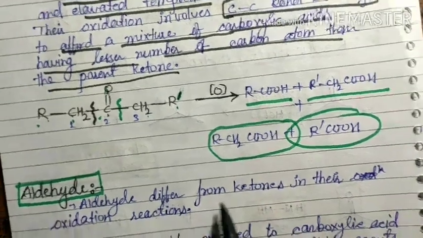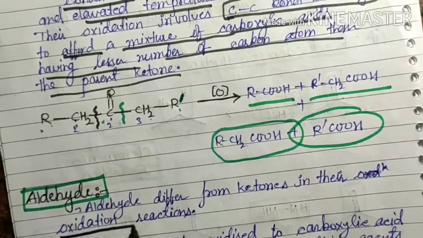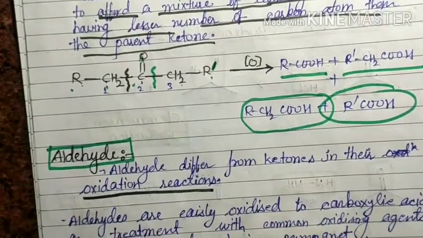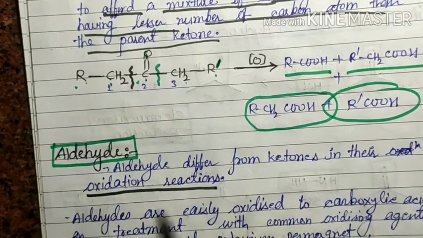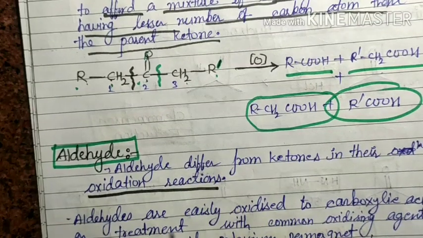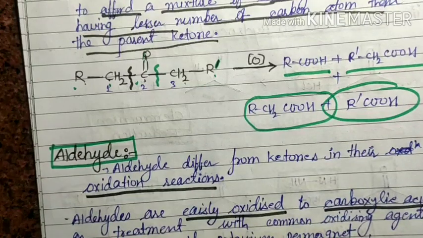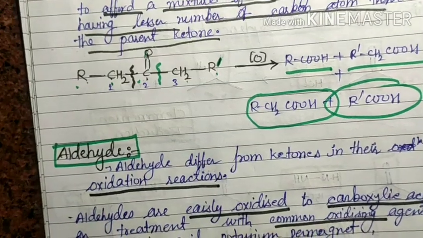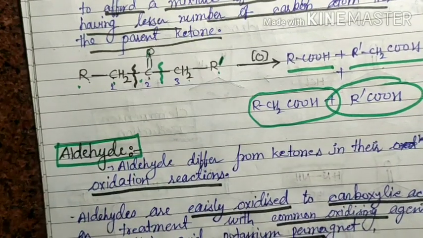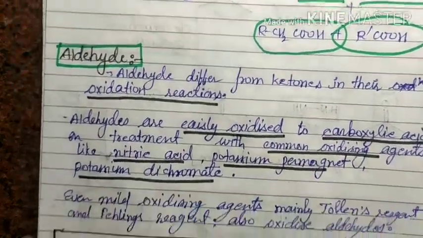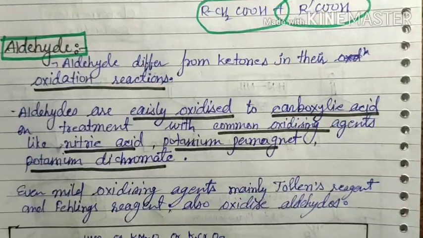Aldehyde differs from ketone in its oxidation reactions. This is also used for distinguishing between aldehyde and ketone. Aldehydes are easily oxidized to carboxylic acid on treatment with common oxidizing agents like nitric acid, potassium permanganate, potassium dichromate. So normal oxidizing agents such as HNO3, KMnO4 or K2Cr2O7 convert it into the carboxylic acids.